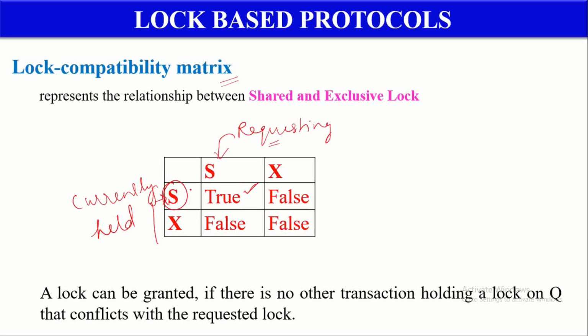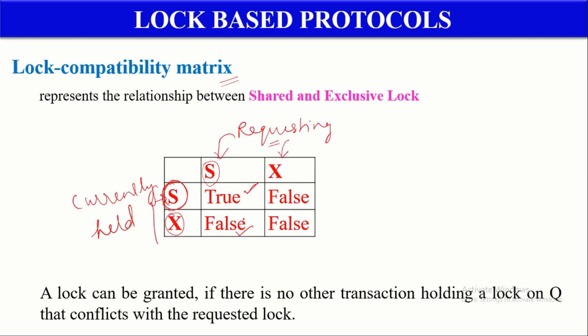And let us take one more case. Whenever a transaction is holding a shared lock, if another transaction is requesting a lock in exclusive mode, then both are considered as conflict, that is incompatible, so that request will not be granted. And let us take one more case. Whenever a transaction is currently holding a lock in exclusive mode, and at the same time another transaction is requesting a shared lock on the same data item, then exclusive and shared are both considered incompatible, that is, they conflict. That's why this request will not be granted.